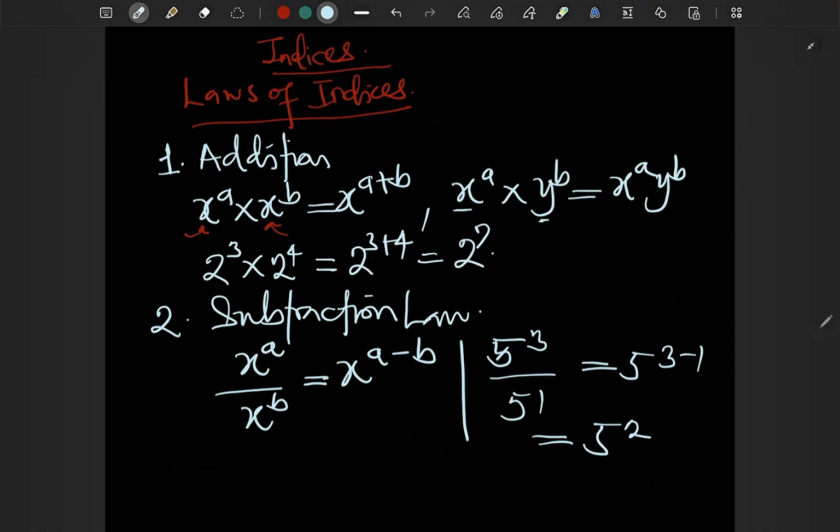However, if we have x raised to power 2 all over y raised to power 5, the base value here is different, because here this is x, this is 5. Nothing can be done. So the subtraction law would not apply.